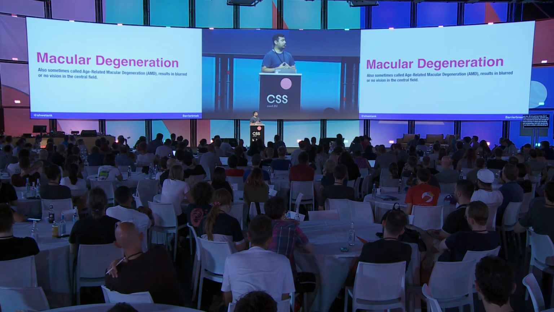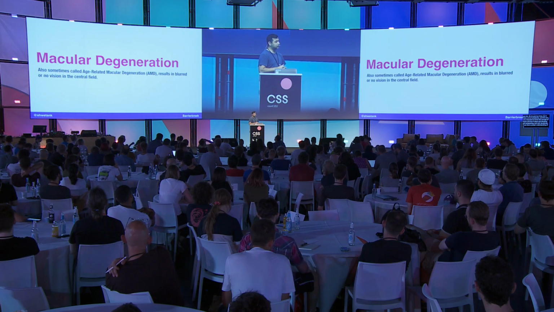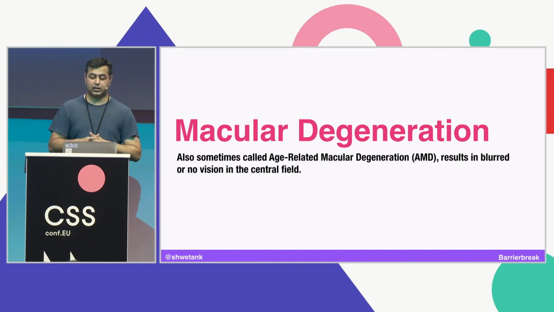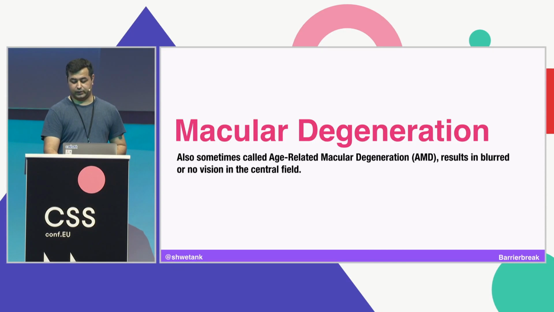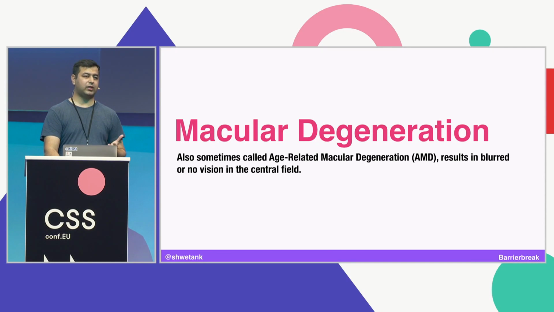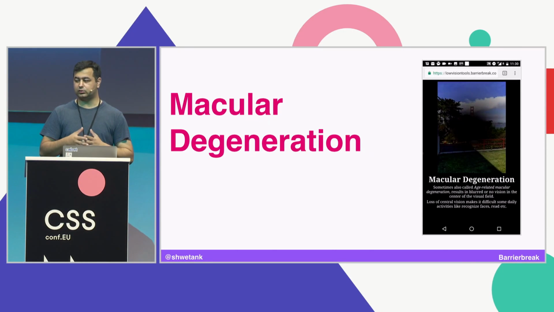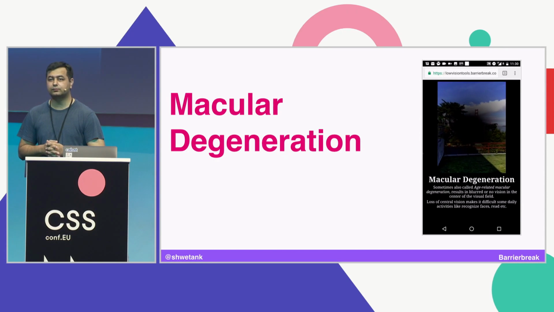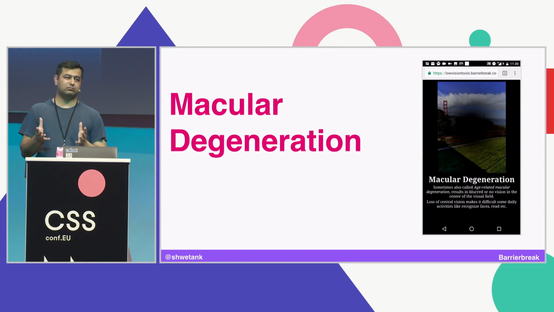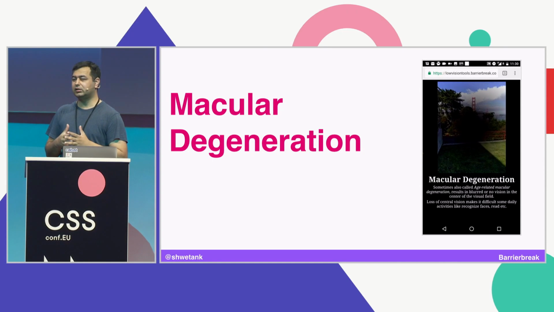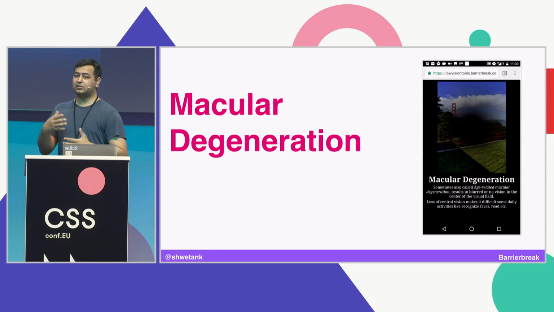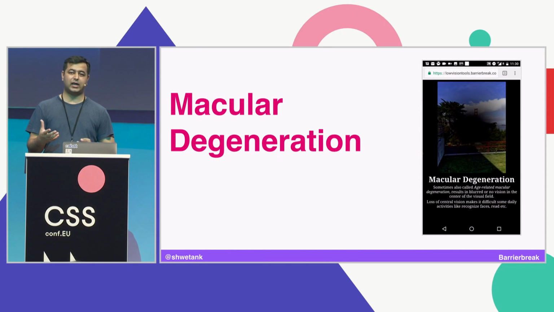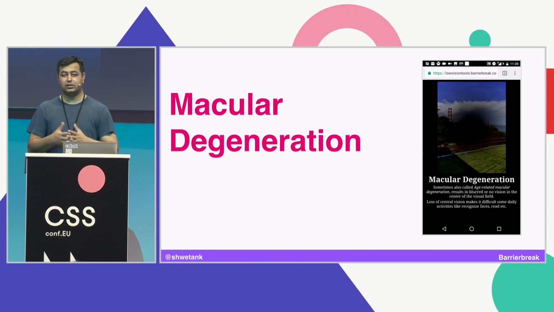One more thing that I worked on was macular degeneration. Sometimes it's also called age-related macular degeneration, and often results in blurred or no vision in the central field. It's very hard to sometimes explain this, but if you have a visual, then you'll see what it actually means. It's sometimes also pretty tragic or heartbreaking because a lot of times it affects people who are older, and by the time they have grandchildren, they sometimes have a very hard time actually seeing the faces of their grandchildren.